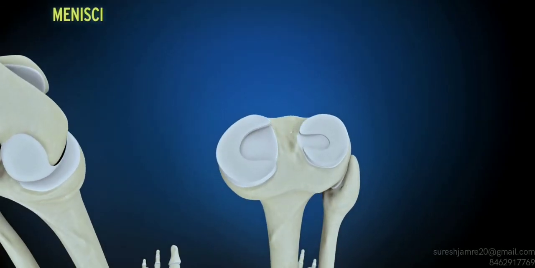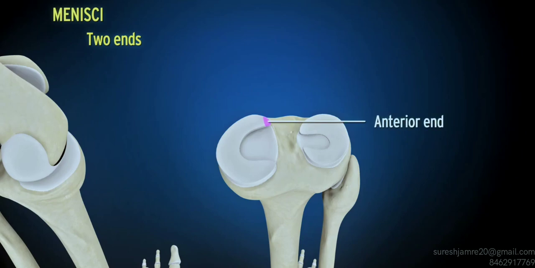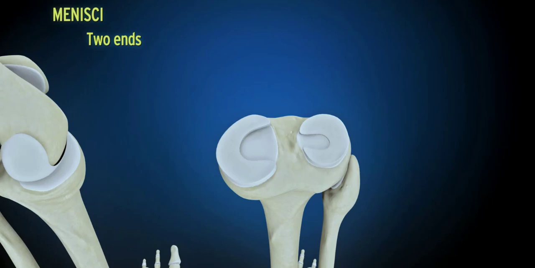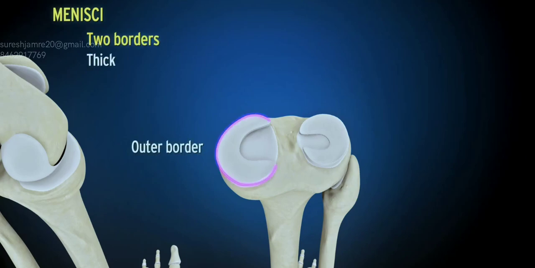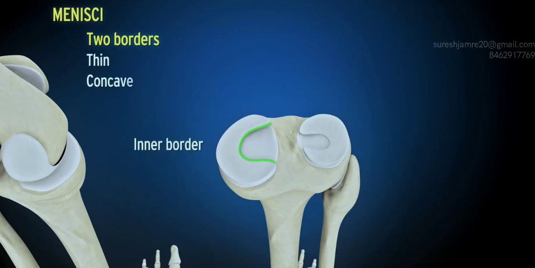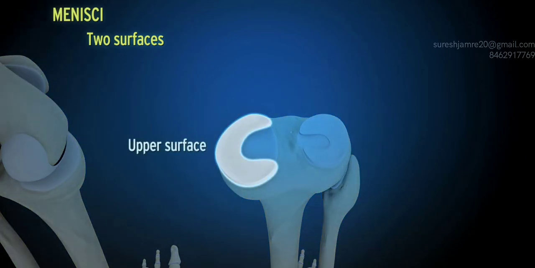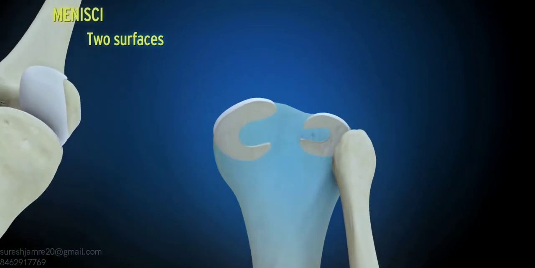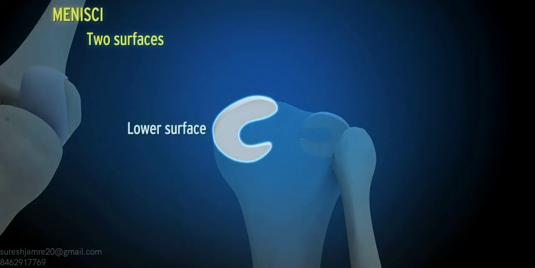Each meniscus presents two ends, anterior and posterior ends. These are attached to the tibia and are also called horns. Two borders. Outer border is thick, convex. Inner border is thin, concave. Two surfaces. Upper surface is concave and articulates with femur. The lower surface is flat and rests on the tibial condyle.